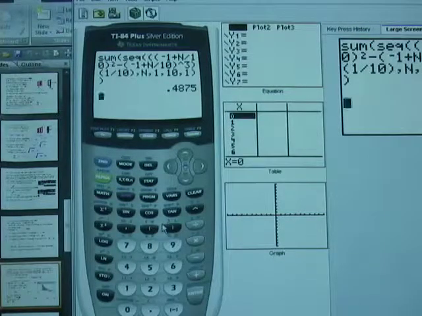There you go. That gives you 0.4875. See whether you get that right. So that will be 0.4875.